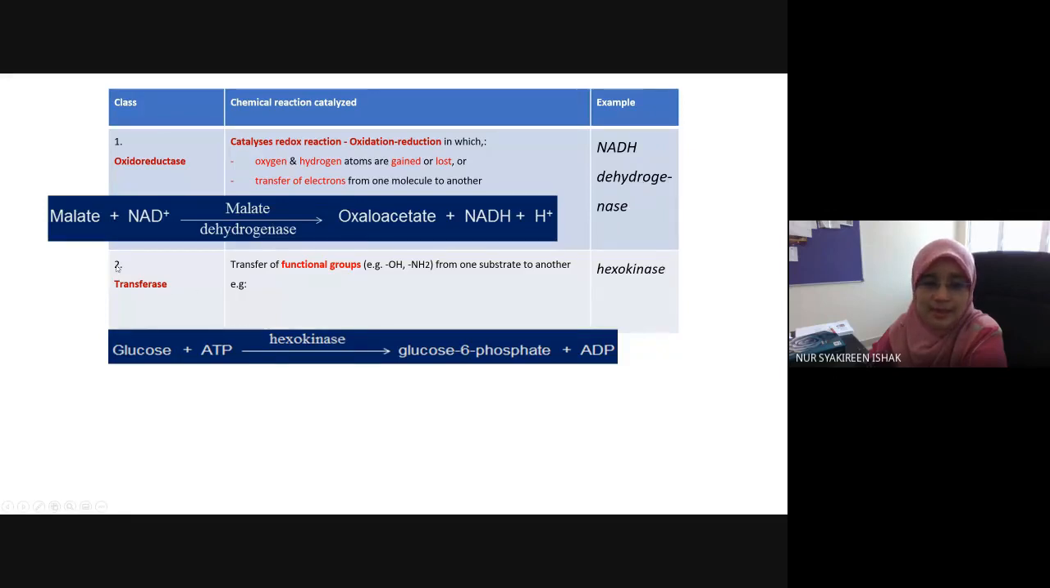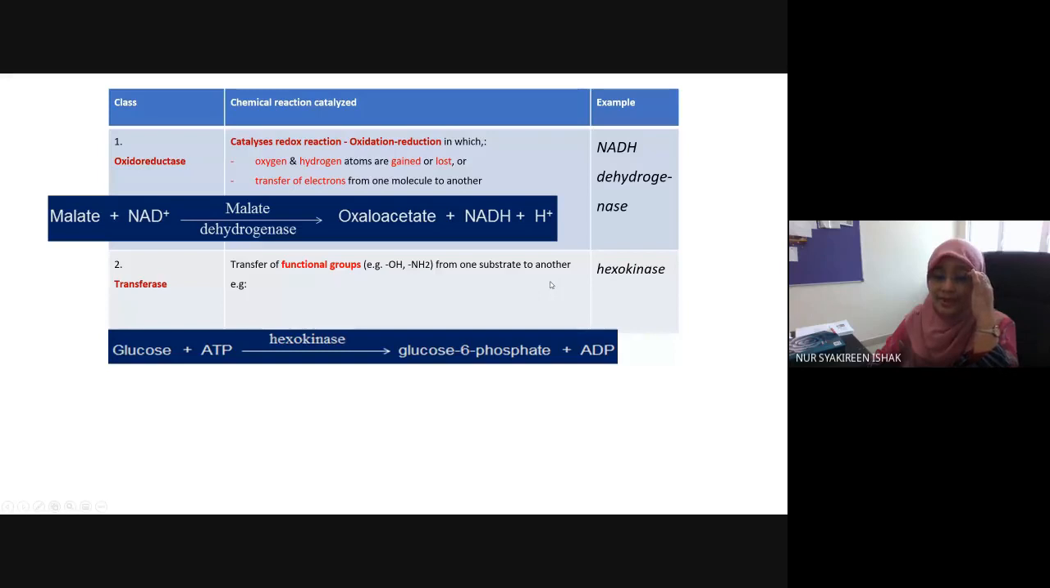Okay, and then the next one is transferase. Okay, daripada nama tu awak boleh dah tahu dah apa jenis reaction yang dia buat. Okay, transferase, transfer a functional group. Okay, transfer of functional groups. Okay, so kita tengok awal-awal masa chapter 1 hari tu kita belajarkan pasal functional groups. You have hydroxyl groups or amino groups. Okay, so these functional groups are transferred from one substrate to another molecule.